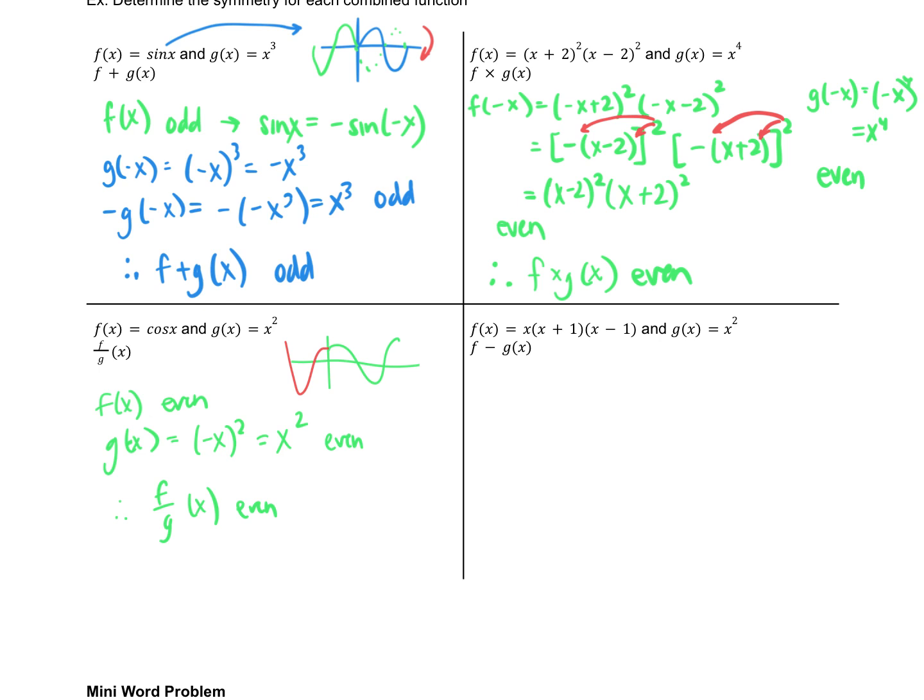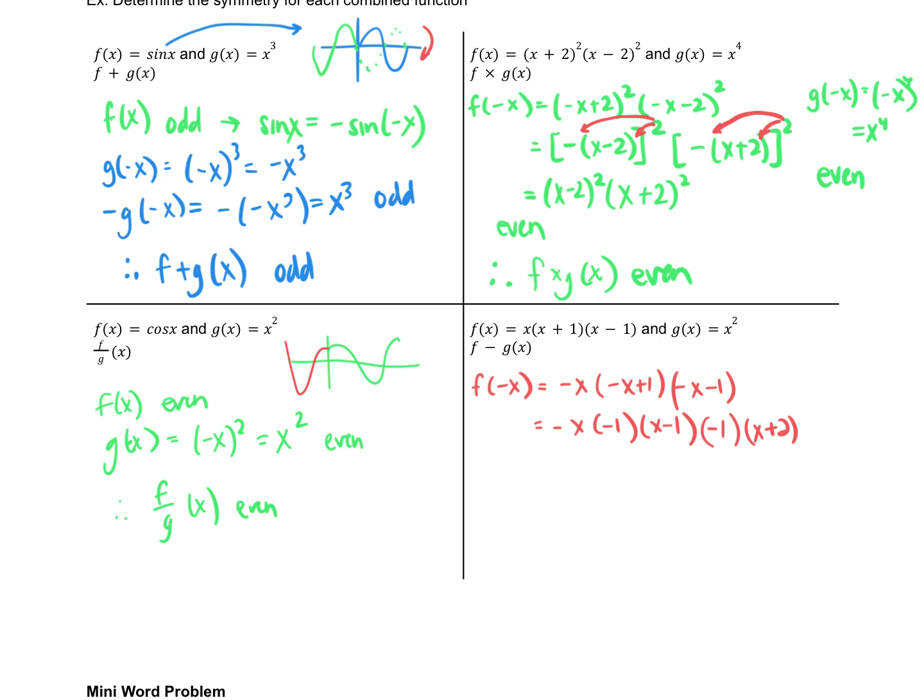And last one, I have f at x. Let's evaluate f at negative x. So we'll have negative x plus 1, and negative x minus 1. Here we're going to have to factor out the negative 1 from each bracket. Okay, so when we're dividing out the negative 1, it does change the signs of the terms inside.